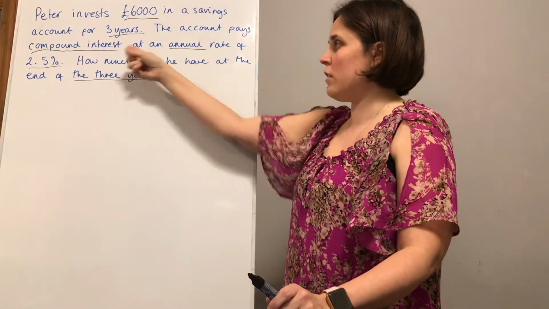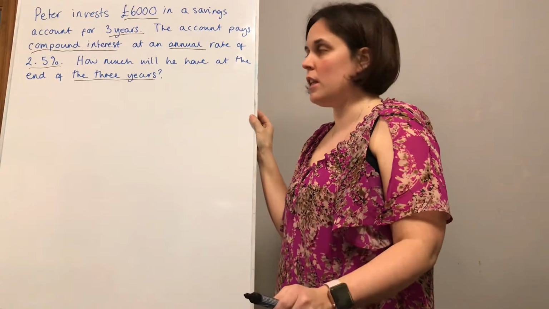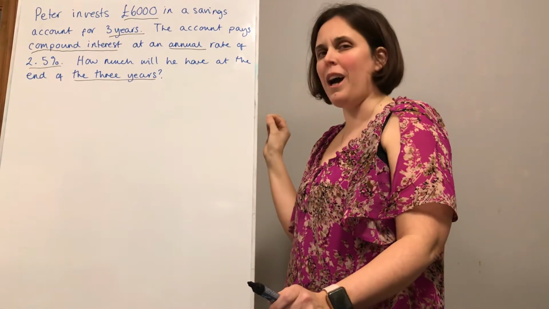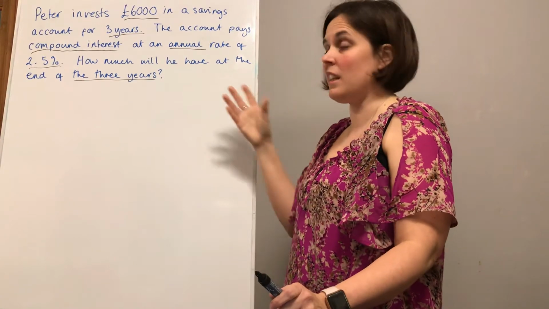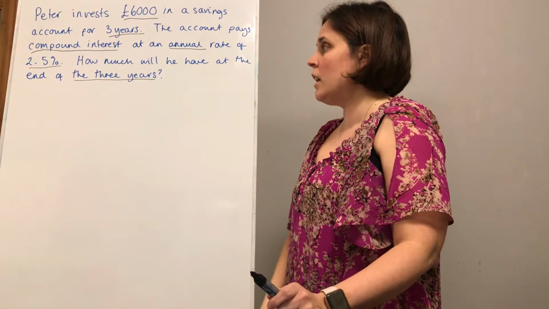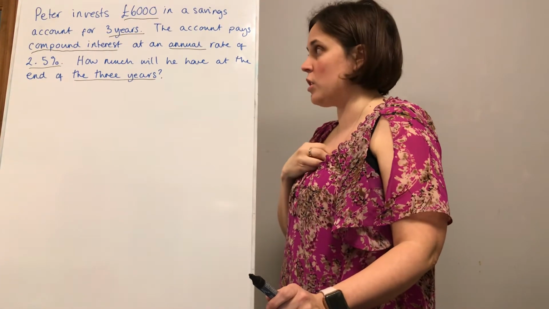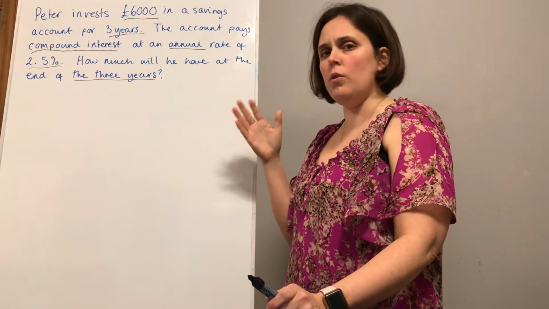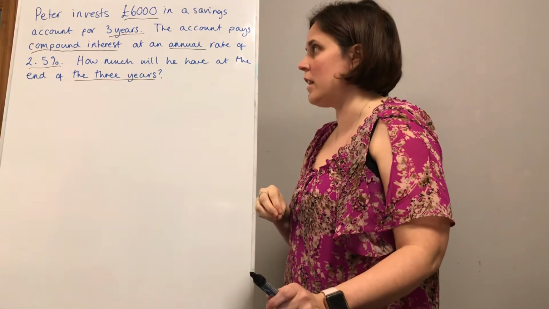It says here compound interest at an annual rate of 2.5%. Sometimes they use the phrase per annum, so you do need to know what that means as well, all right? Which basically just means the same thing, it means yearly, okay? Now, there is a very, very straightforward way of answering this question, but it does rely on you knowing how to calculate or how to work out what a multiplying factor is.